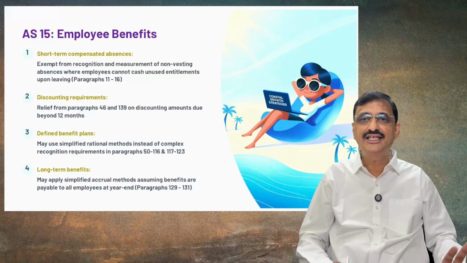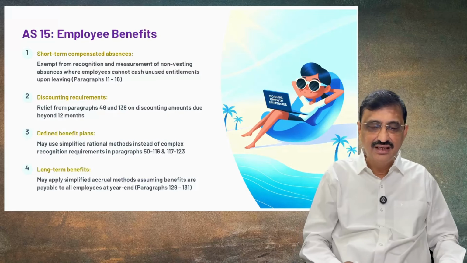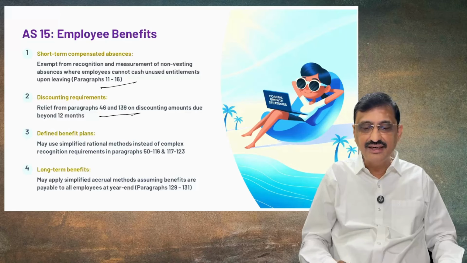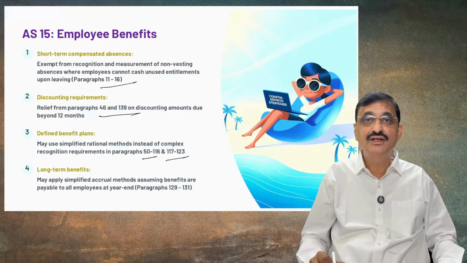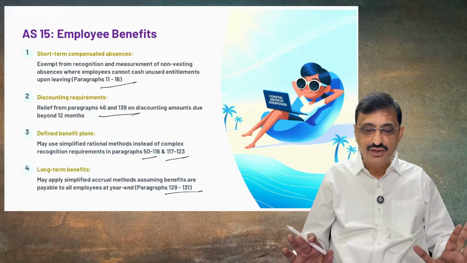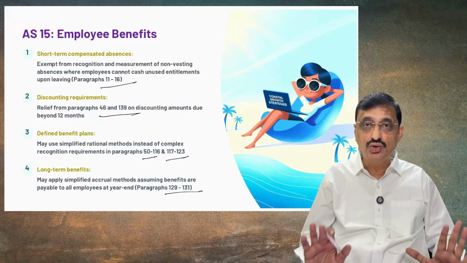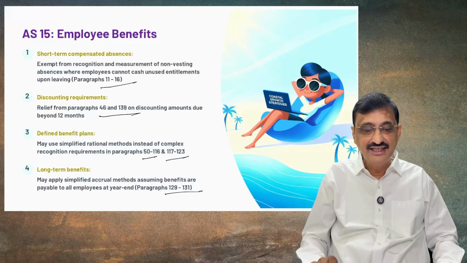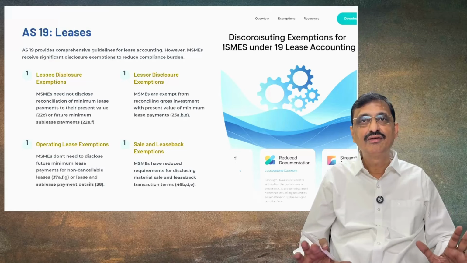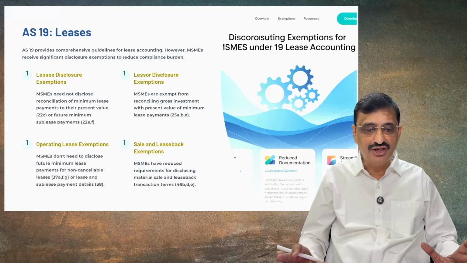Now coming to AS15, employee benefits, paragraph 11 to 16, paragraph 46 and 139, paragraph 50 to 116, 117 to 123, paragraph 129 to 139. You have certain disclosure exemptions or certain relaxations in respect of certain paras of the AS15 employee benefits.